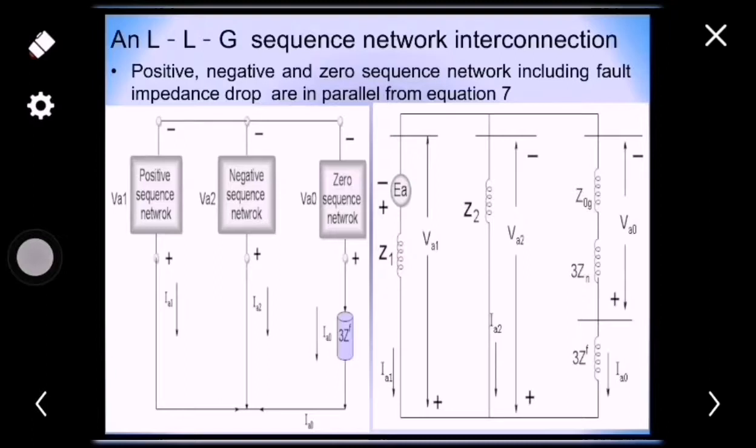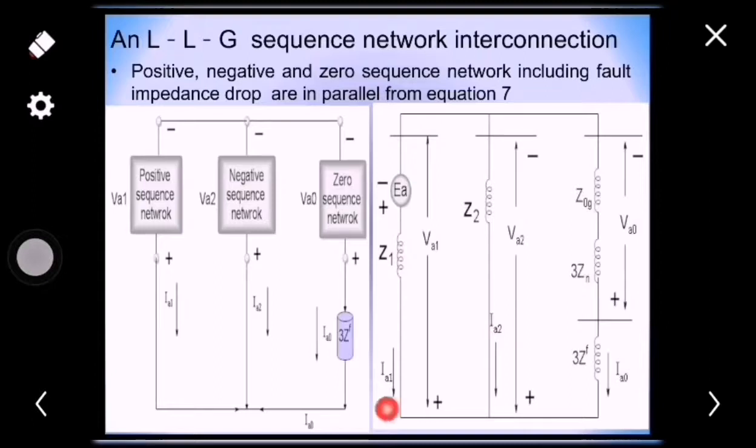How? You can see there is only one source, so we can apply the current divider rule to find out IA2 and IA0 if I know IA1. Or we can just use basic fundamentals of electrical engineering to obtain IA1, IA2 and IA0, and then the fault current is actually 3 times the zero sequence current, so it can be easily obtained. So now, can you tell me how you will obtain the sequence current?